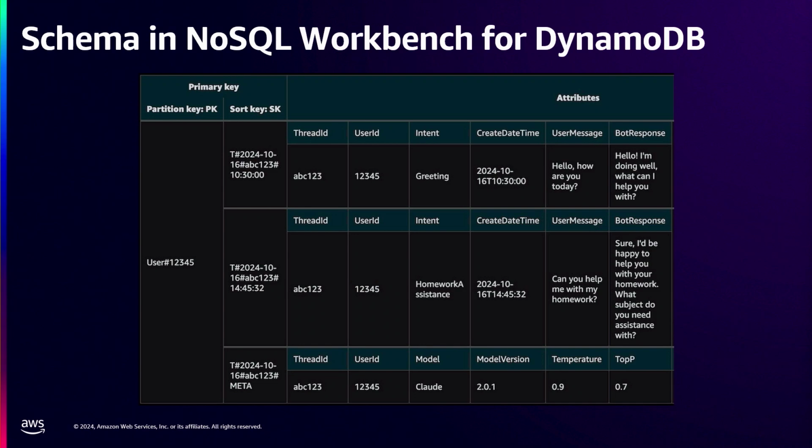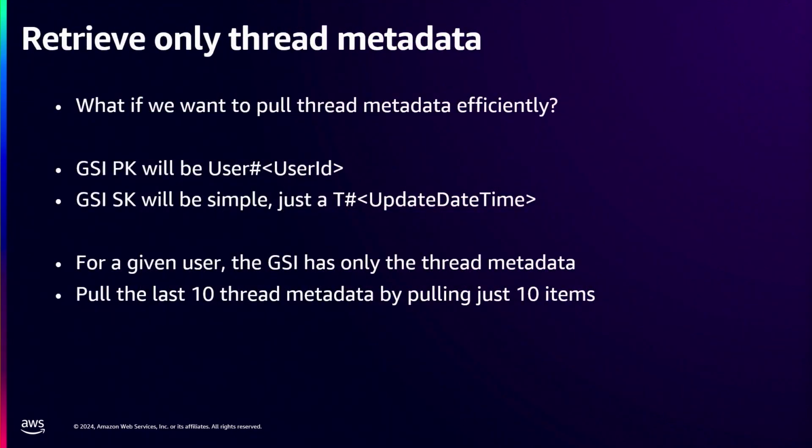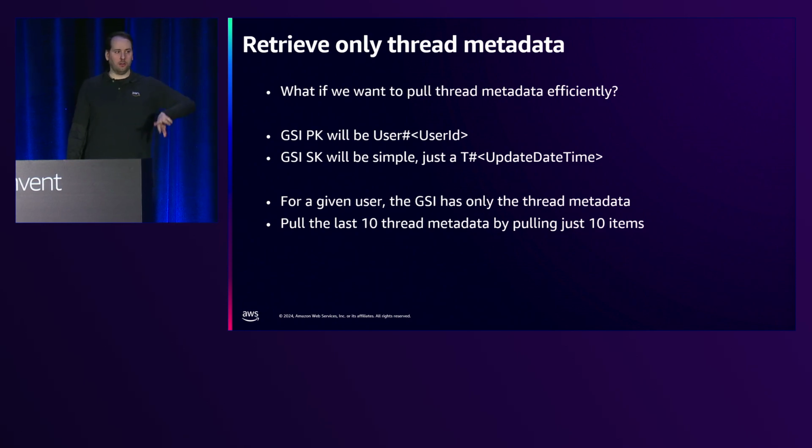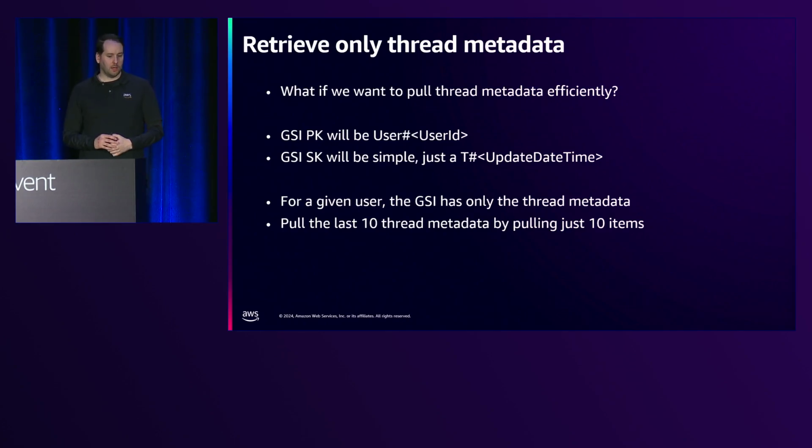So the meta down there has a model, while the other ones are intent at that point, and that's just fine. Yep. It's not relational anymore. So we have this use case where we want to get just the thread metadata, and that's the metadata item. The idea is that whenever we add a new message, we're updating a timestamp, which would be the update date time. The common thing is I need the most recent chats that I have. So how can we get that information back?